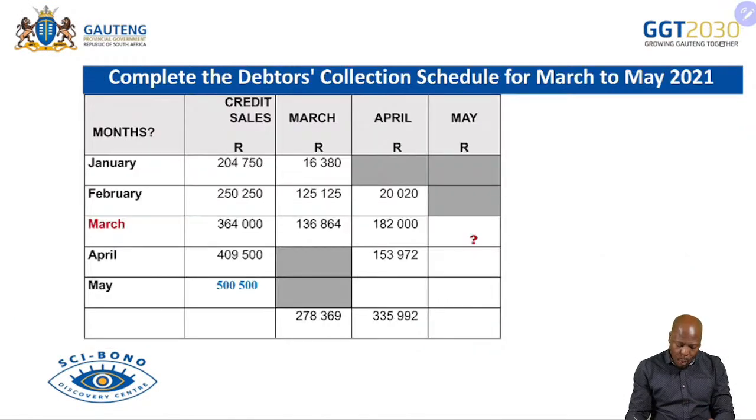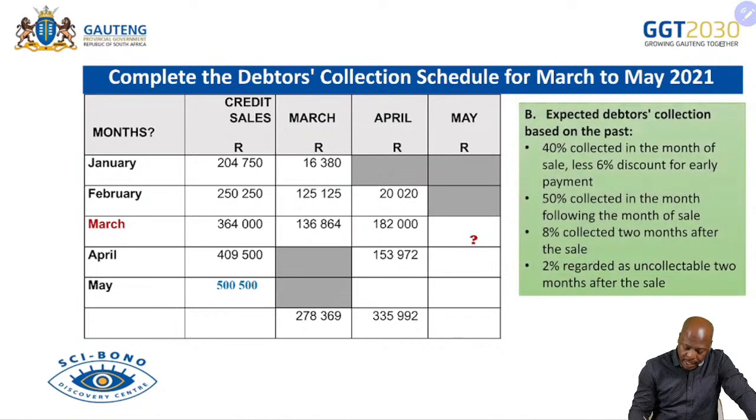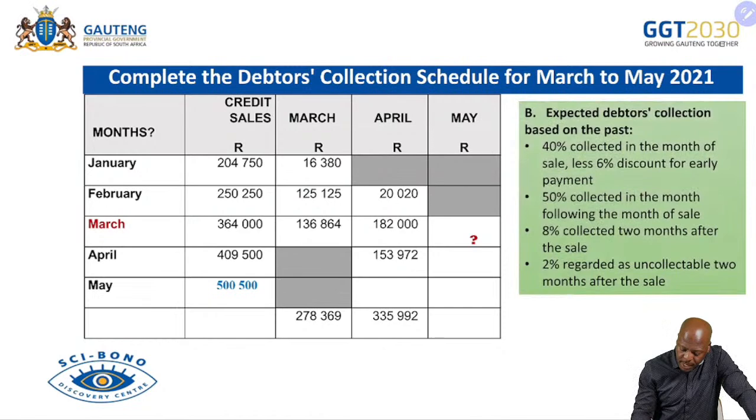Now, the next question we have to calculate is for the month of March. In other words, when we sold goods in March, do we collect anything in May? Do we collect anything in May? All right. So let us go now to our collection pattern. Our collection pattern will tell us that 40% is collected in the month of sale. So this is the first month, and then you will be told that 50% will be collected in the following month, then 8% will be collected 2 months after.